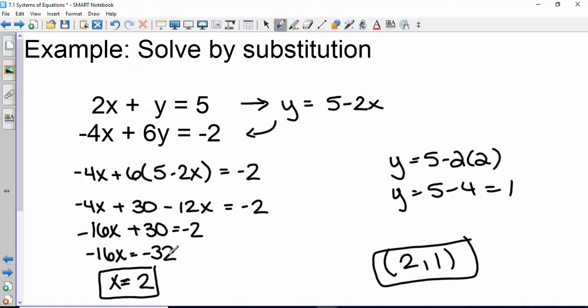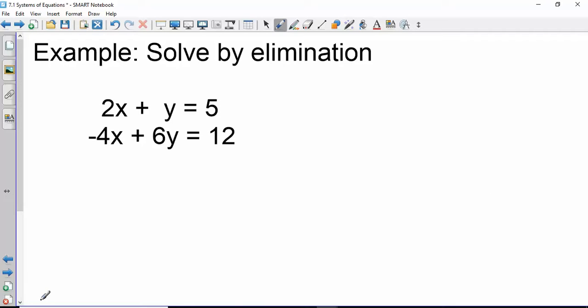In the second option, elimination, what you have to do is multiply one or both of the equations by something so that when you add them together, one of your variables gets eliminated. So you have to start by picking which variable you want to eliminate. Again, it's not a right or a wrong. You can do either way. Sometimes one is easier than the other. Okay, we want to eliminate x.